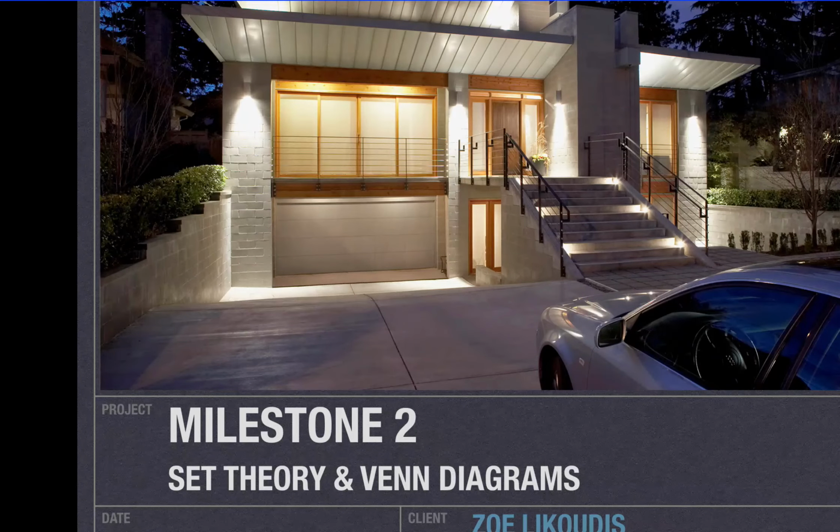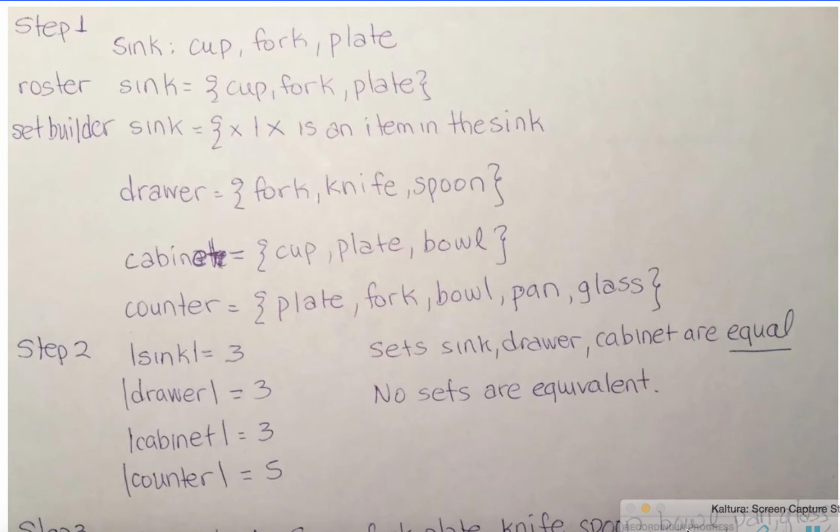Okay, hi everyone. I would like to go over milestone 2 and explain how this assignment should be completed. So for step 1, you need to decide about some rooms in a house. Okay, I'm not going to go over the exact assignment, but in this example, I'm going to show a similar problem where we are talking about the kitchen, and we would like to list what types of kitchen utensils are in different parts of the kitchen.